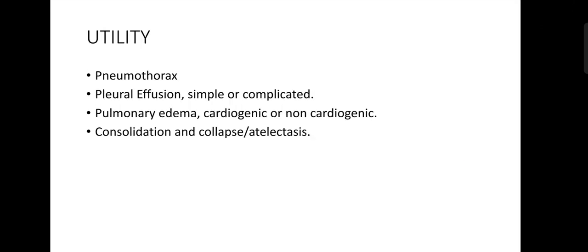Now, utilities for pneumothorax, pleural effusion, either simple, whether it's free floating fluid, or complicated with debris, loculations, septations, fibrous bands. Pulmonary edema, we should be able to distinguish also between cardiogenic and non-cardiogenic pulmonary edema. And consolidation and collapse in atelectasis.